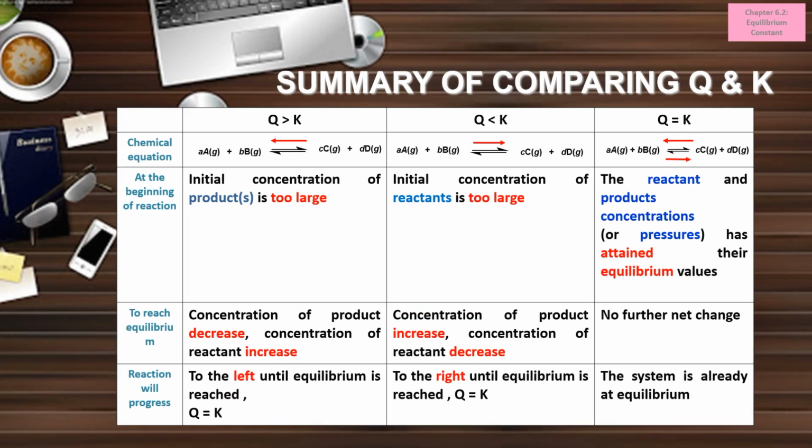This is the summary of comparing Q and K. If Q is bigger than K, the product is too large, so the reaction will proceed or shift to the left in order to form more reactants. If Q is less than K, the reactant is too large, so the reaction will shift to the right in order to form more products. If Q equals K, the system is already at equilibrium, and there is no further net change.